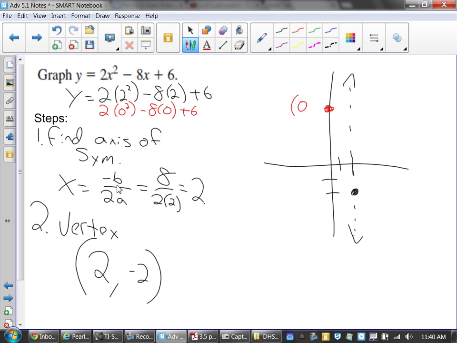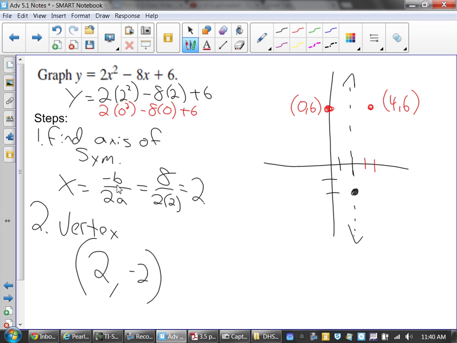So I have an ordered pair at 0 and 6. How far away is 0 from the axis of symmetry? 2. What's 2 more to the other side? 4. So that means at 4, it has to be 6. I'm using my brain. I'm not using my calculator.